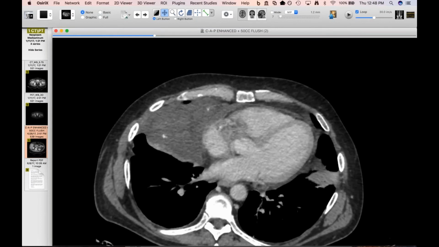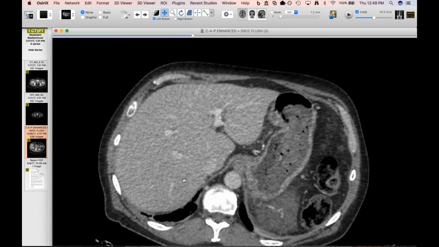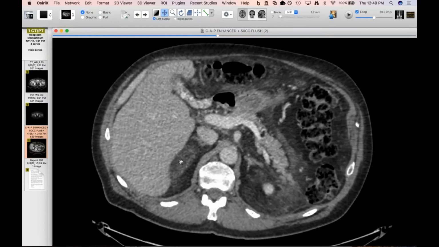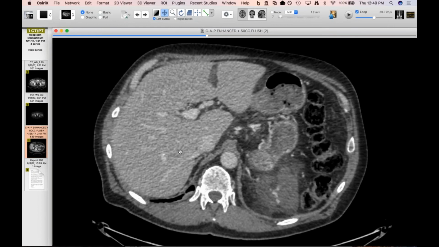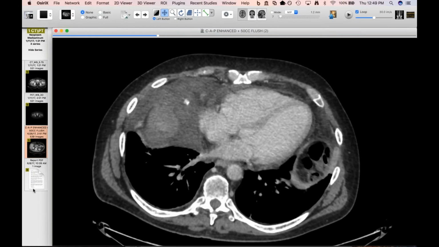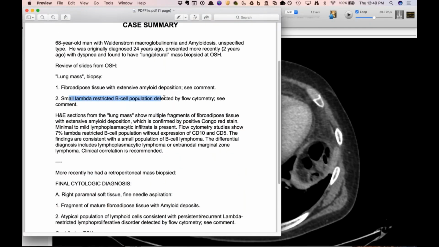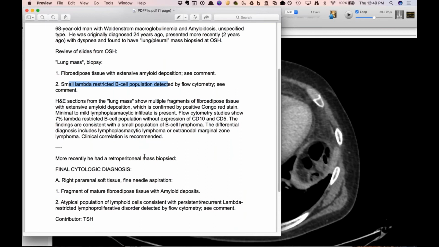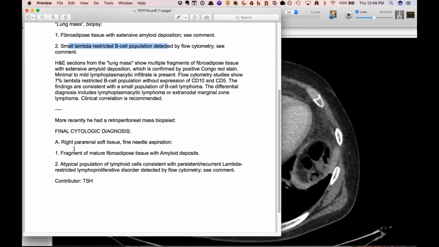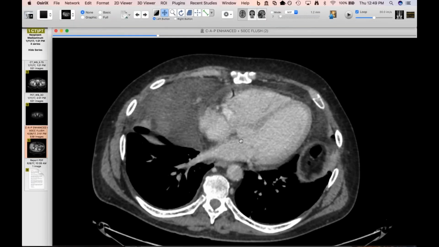I'm going to guess Erdheim-Chester. So he has a history of Waldenstrom's macroglobulinemia for 20 years, since the early 90s. And so these were all amyloidomas, and this is all amyloid deposition. I have the path. When they biopsied this, the B cell population and Congo red stains were positive. Then they did the right pararenal mass, also amyloid deposits.